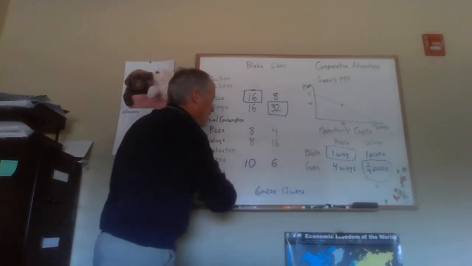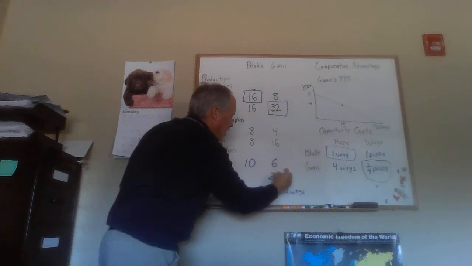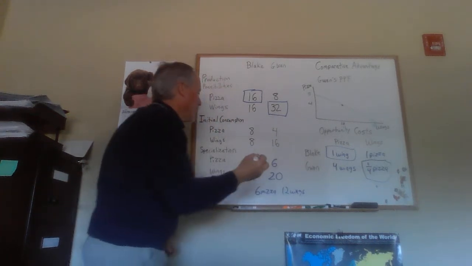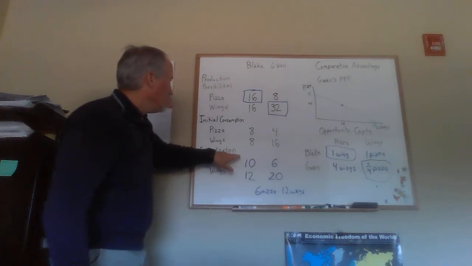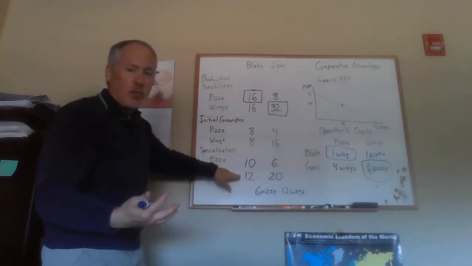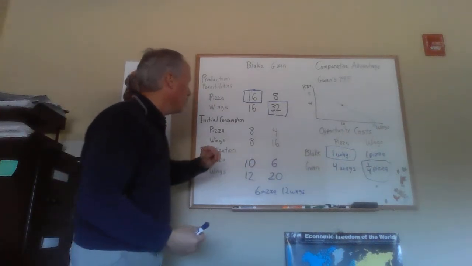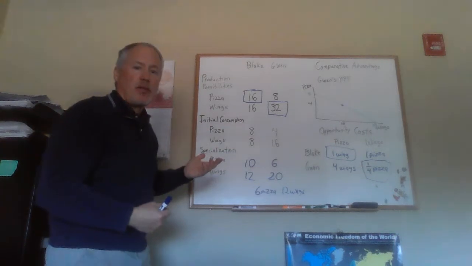And then Gwen sends 12 wings to Blake. She had 32, sends away 12. She's got 20 left. Blake gets 12. And now we can look at it and see Blake has 10 pizzas and 12 wings with specialization. Gwen has 6 pizzas and 20 wings with specialization. And that's more of both goods than they had to begin with.